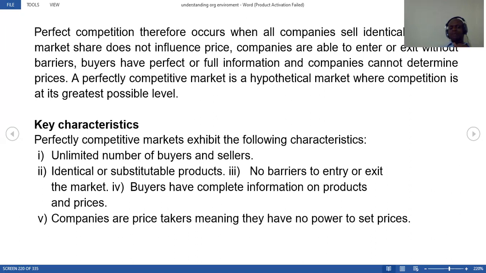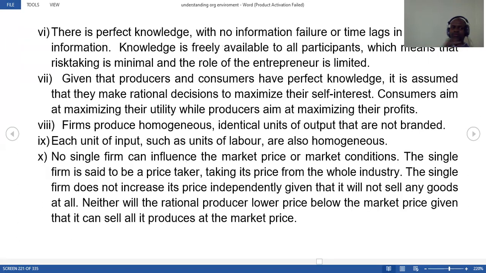Then companies are price takers, meaning that they have no power to set prices. So here, the forces of demand and supply are the ones which control the price in the market. Therefore, companies do not have control of what they're going to set in terms of prices.